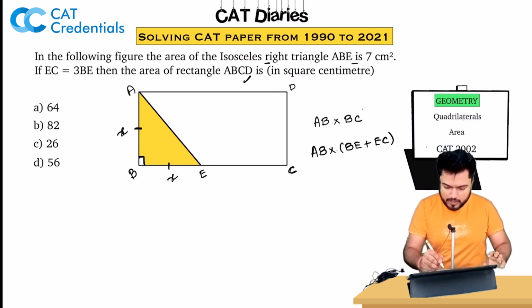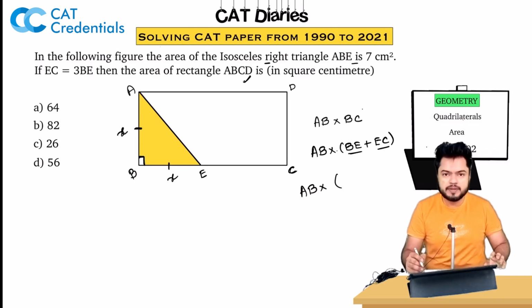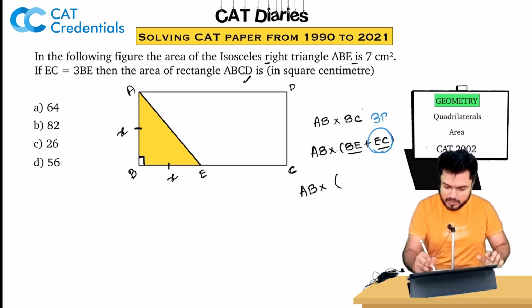Okay, now what will I do here? So I'll write this as AB into, this is BE. Okay, EC is equal to 3 into BE. So I will write this as 3 into BE. So 3BE plus BE, this becomes 4BE. So this becomes 4 into BE.